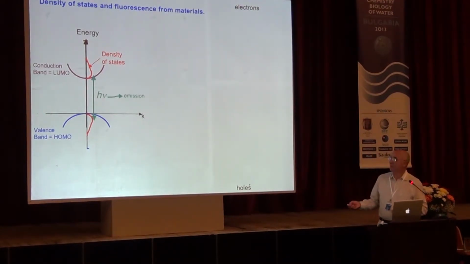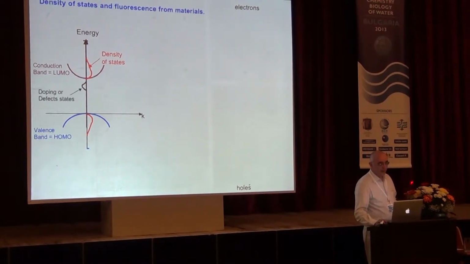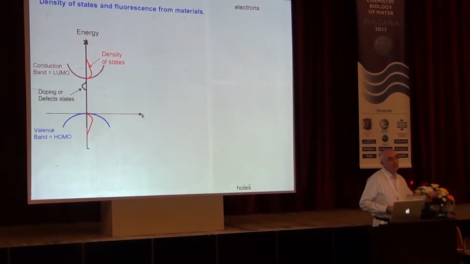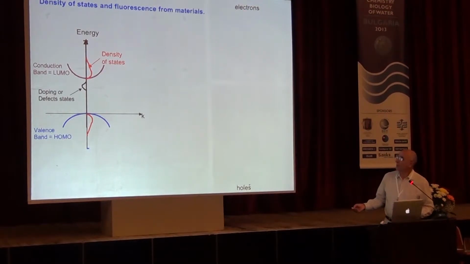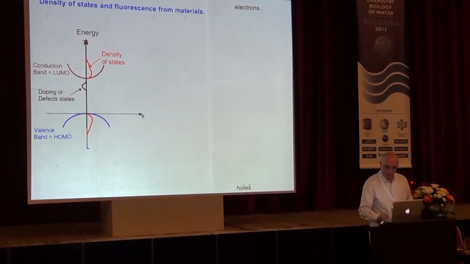So this is a part of what we're going to talk about. When we excite this system, we can have an emission from this density of states to this density of states. And also, I can have doping effects. We can have defects in the middle, in this part here.